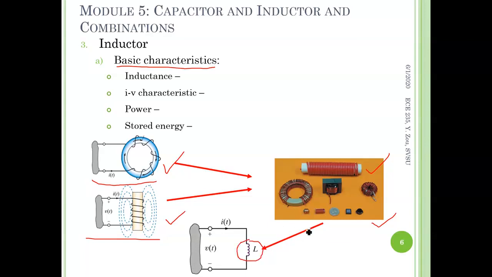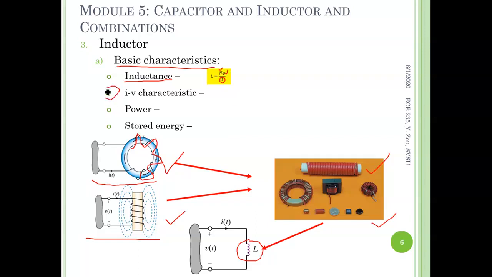With this structure, the inductance value, obviously closely related to the structure, is equal to capital N times phi divided by I. Well, we know I is nothing but the current through it, capital N is the number of turns of the windings here, and phi is the flux.